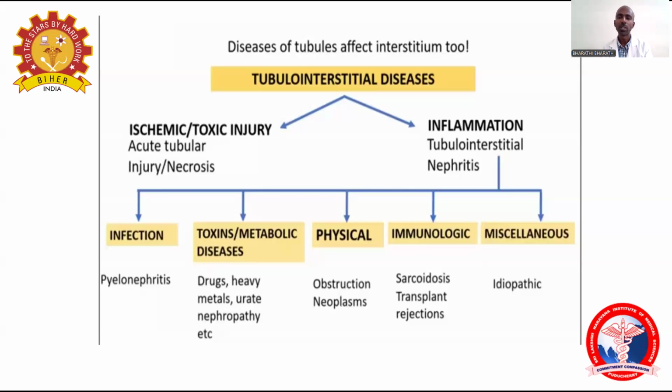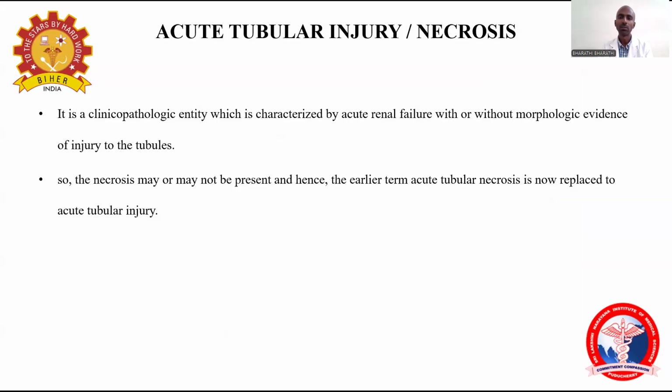And then anything which obstructs the tubules, such as a neoplasm, and some immunological conditions will evoke the inflammatory response. A common example here is sarcoidosis. And if we don't know the cause, then we'll term that idiopathic tubulointerstitial nephritis.